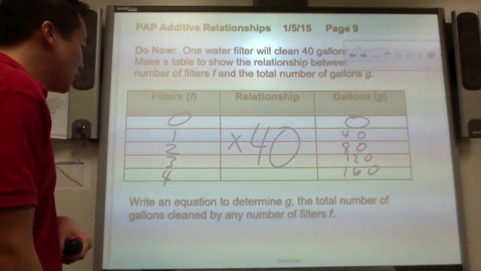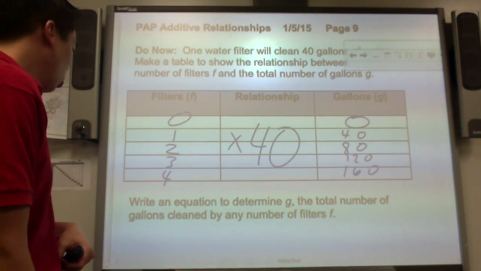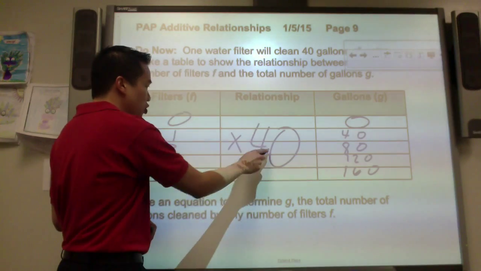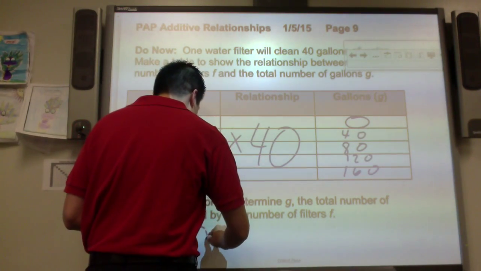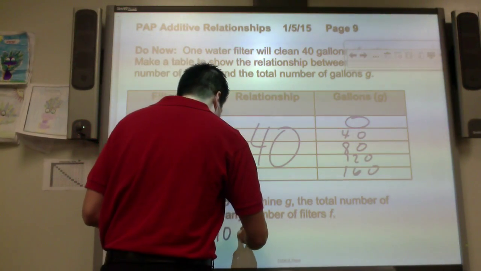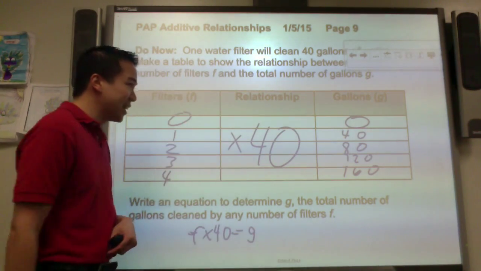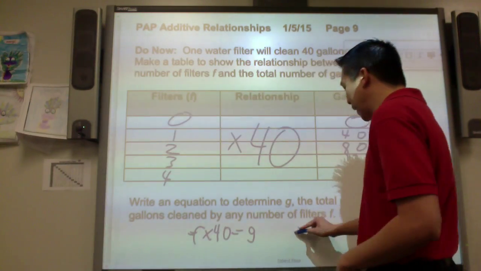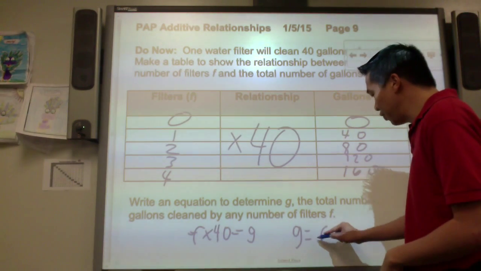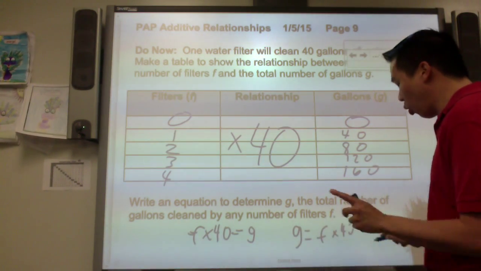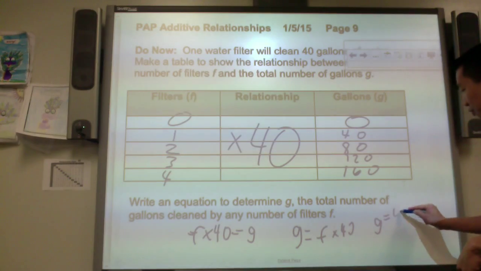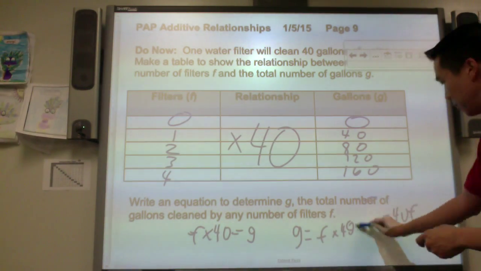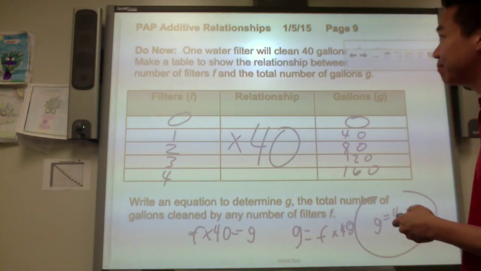So write an equation to determine G, the total number of gallons cleaned by any number of filters. So I'm multiplying the filters by 40, F times 40, and it equals the number of gallons of water. Another way I can do it, I could reverse it. The gallons of water equal filter times the number 40, or gallons of water equal 40F. This is the more preferable way of writing it.